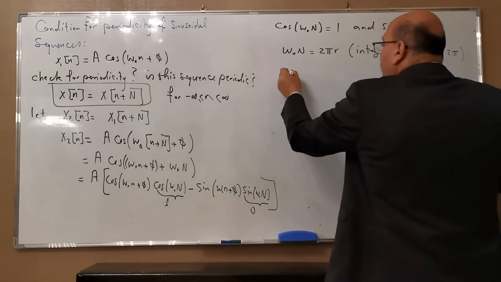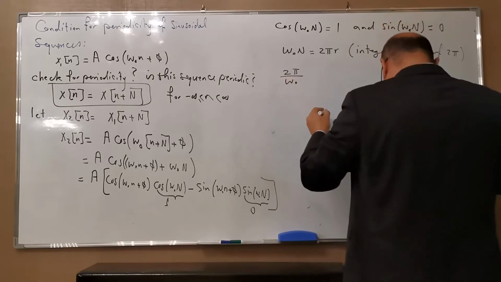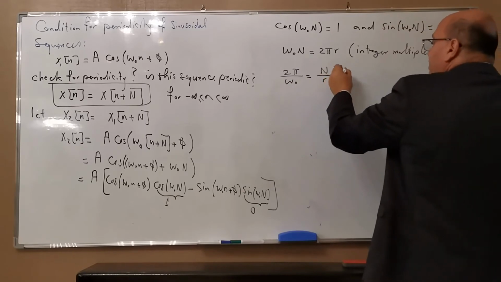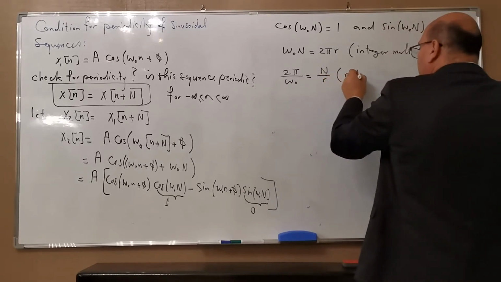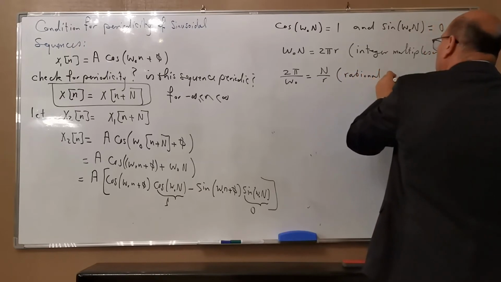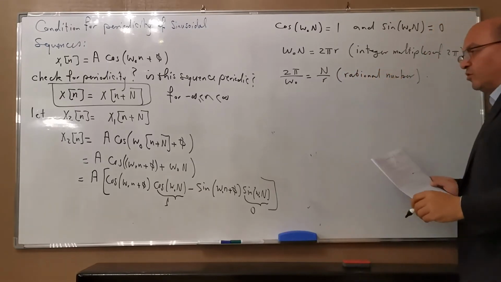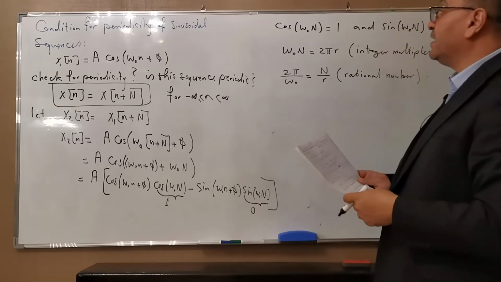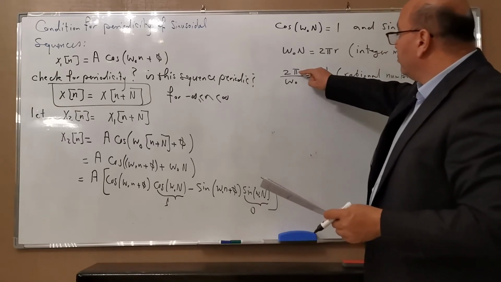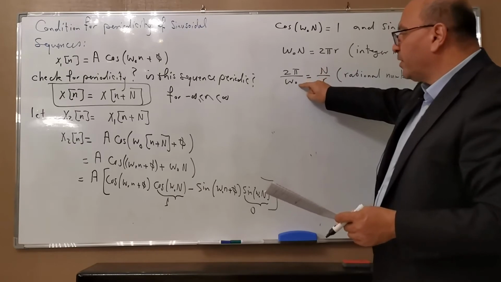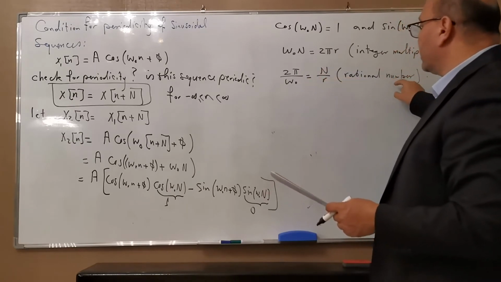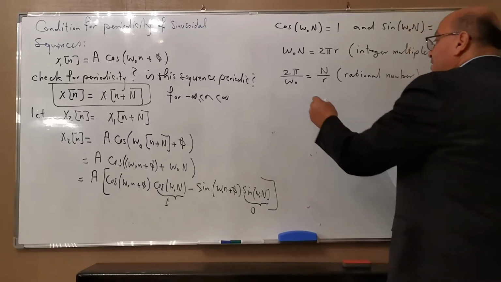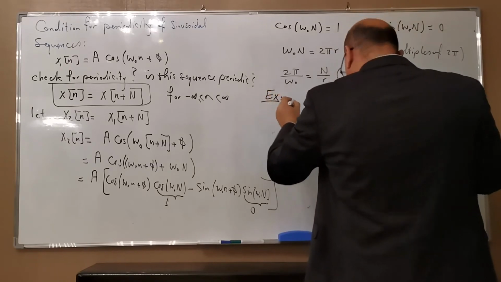Put it in a nice form: 2 pi over omega 0, the ratio of those two, is equal to n over r. N over r is an integer over an integer, and we call this a rational number. So our check for periodicity of any sinusoidal discrete time sequence is to have the ratio 2 pi over omega 0. If this ratio is a rational number, then we have a periodic sequence. Otherwise, it is aperiodic.